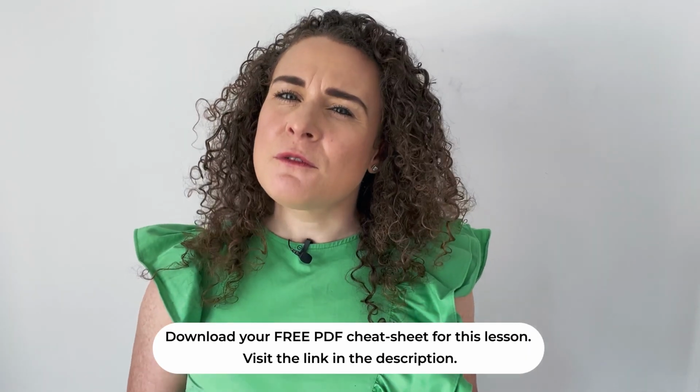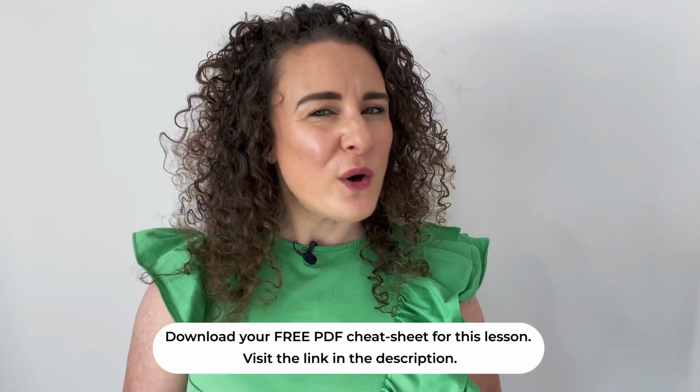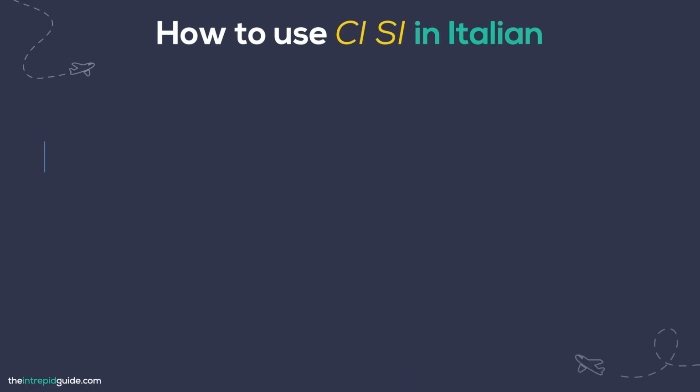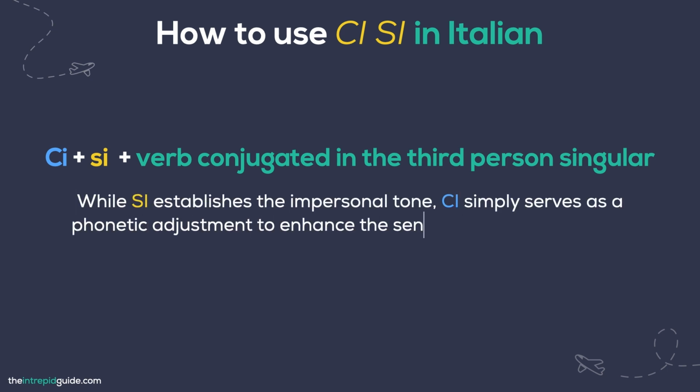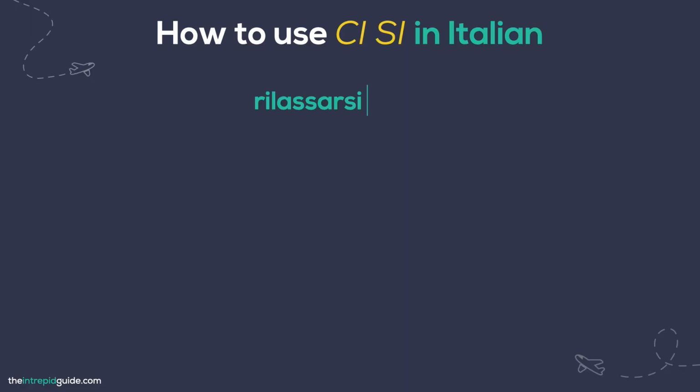So to make a reflexive verb impersonal, all you have to do is follow this structure. Ci plus si plus the verb conjugated in the third person singular. Now while si establishes the impersonal tone, ci simply serves as a phonetic adjustment to enhance the sentence's flow and clarity. Let's see some more examples, shall we?